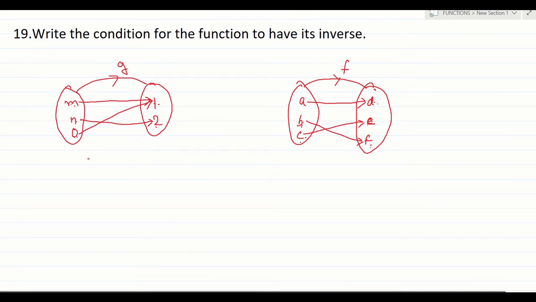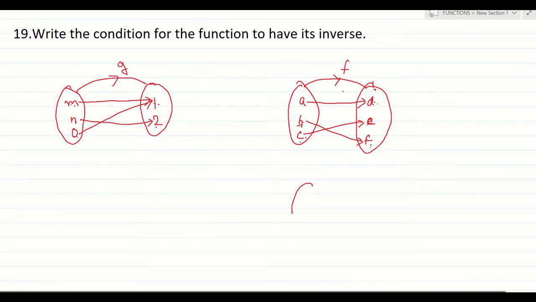So we can say over here 1 has two pre-images, but in this diagram no elements of the second set have more than one pre-image. Is this clear? Now let's try to find the inverse of this function.